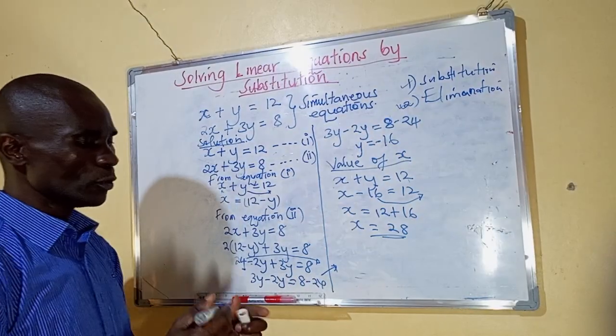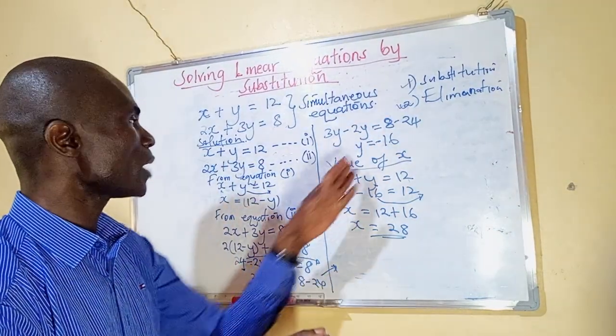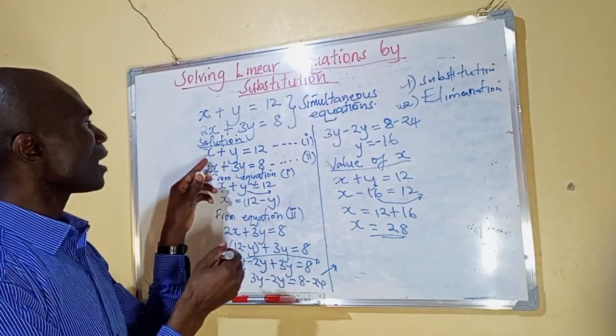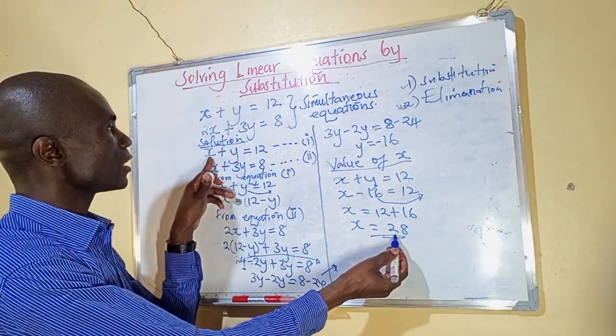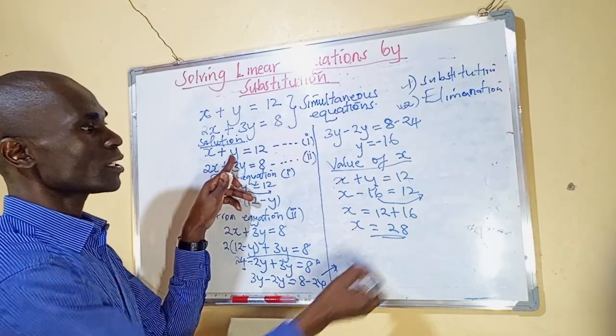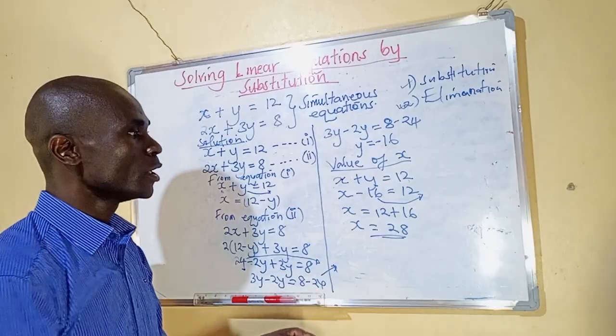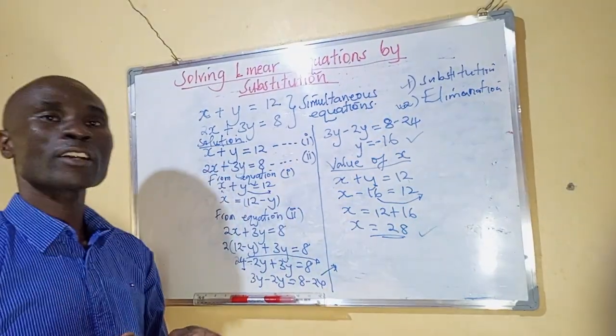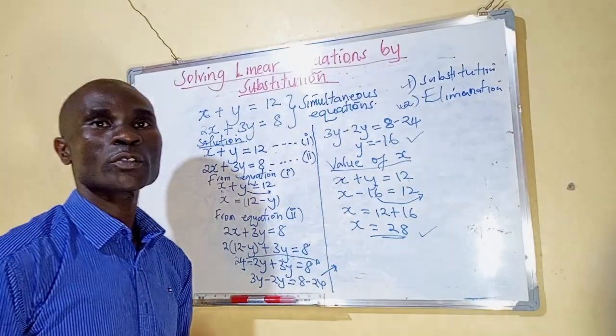Beautiful. If you substitute these values back into the equation, it's supposed to agree. For example, this is our x, 28, and this is negative 16. So 28 less 16, you get 12. So beautiful. These are now the values of x and y using what we call substitution.